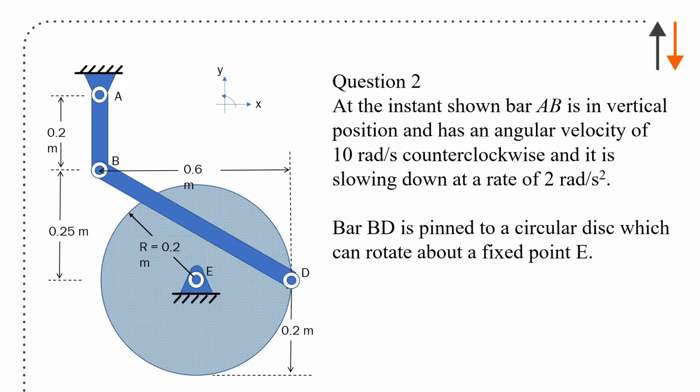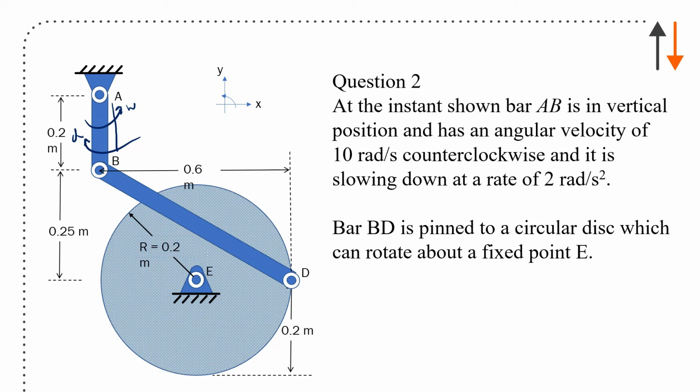Second one is a motion, and again, you have a lot of different ways of solving these problems. You've got to just be aware of them as you look at them. At the instance shown, bar AB, so bar AB over here, is in vertical position, has an angular velocity of 10 rads per second counterclockwise. So it's rotating like this, omega, and it is slowing down at a rate of 2 rads per second.